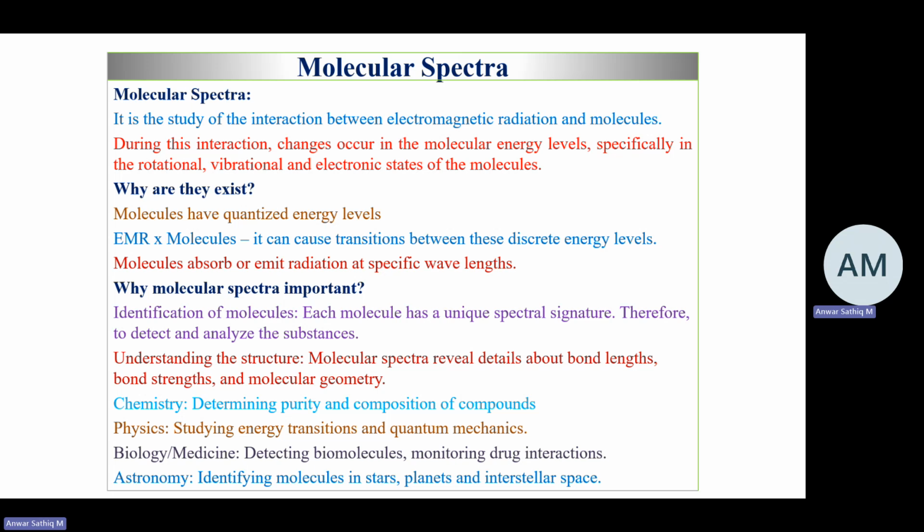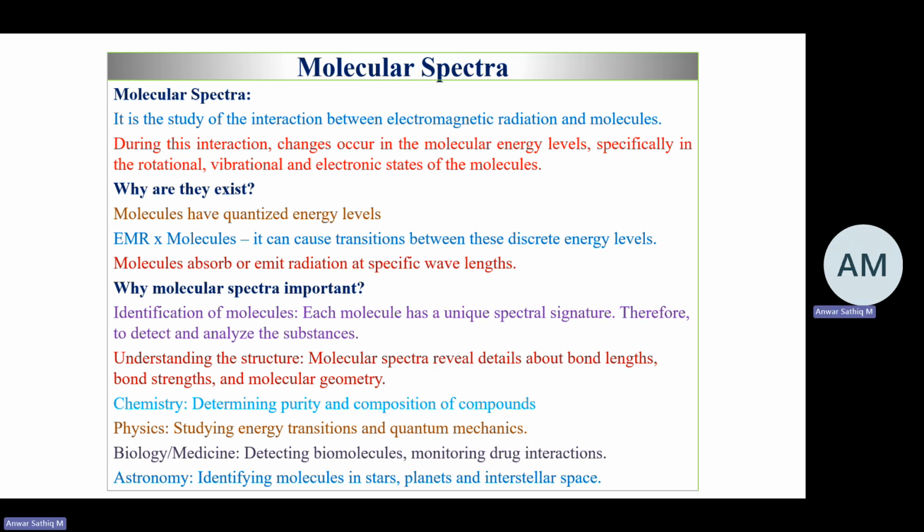Importance of molecular spectra: identification of molecules. Each molecule has a unique spectral signature, which helps in detecting and analyzing them. The second importance is understanding the molecular structure. Molecular spectra provide information about bond length, bond strength, and molecular geometry.